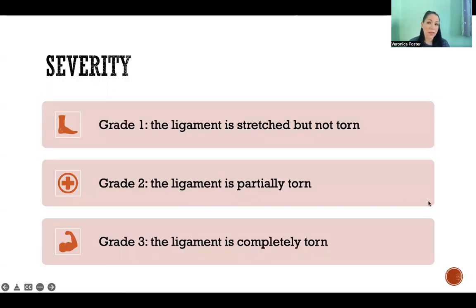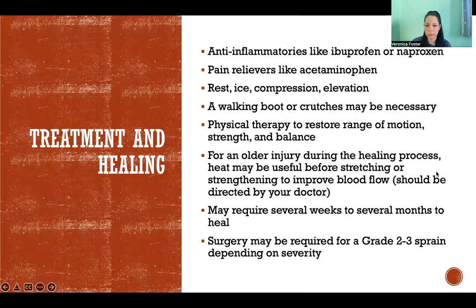So severity, like most of these types of injuries, they're graded 1 through 3, where grade 1 means that there was a sprain, so it was stretched but not torn. Grade 2 means there could be a partial tear, and grade 3 means it is completely ruptured. And that could be of either of our two tib-fib ligaments, or could also be the interosseous membrane.